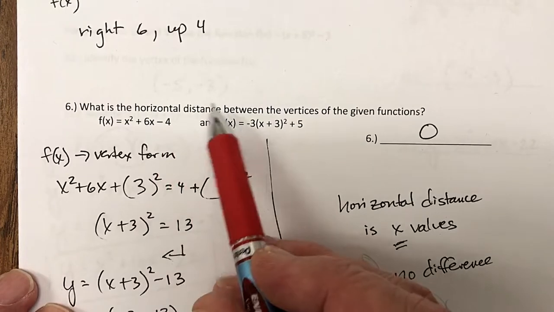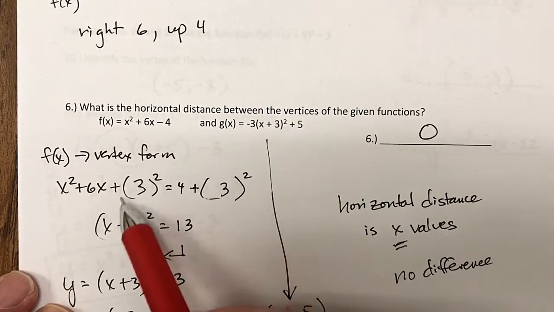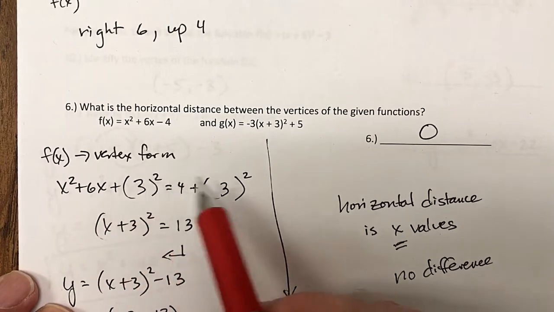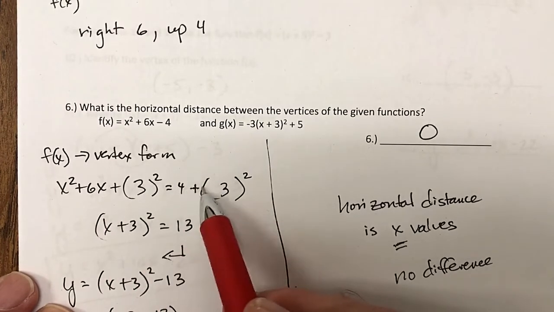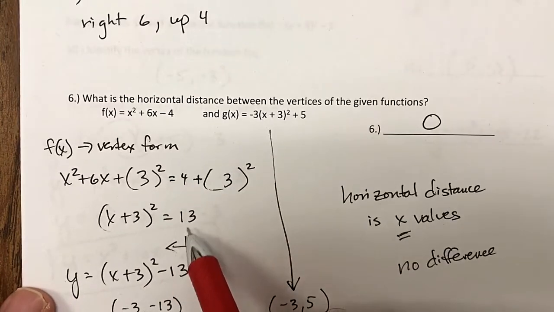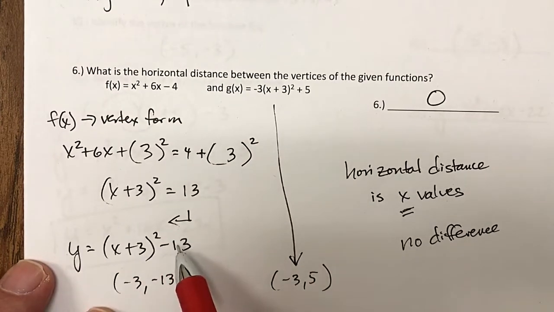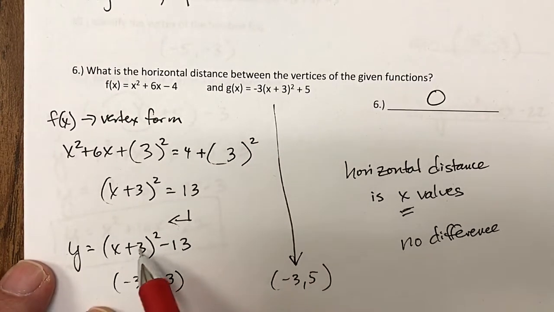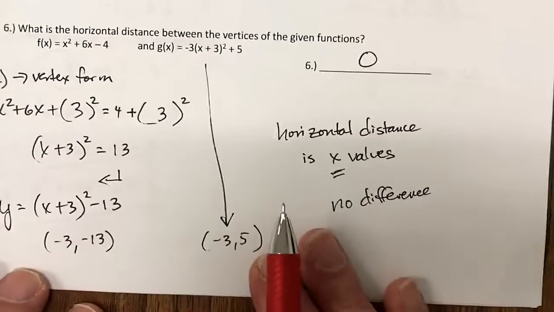We move that -4 over here to the right, put in a new perfect square term. We take that b number and divide it by 2. We do the shortcut of factoring, and then we got 4 plus 9 is 13. Okay, now we want to get the 13 back over here so that it looks like vertex form. So we subtract 13. And so the final vertex here is -3, -13.